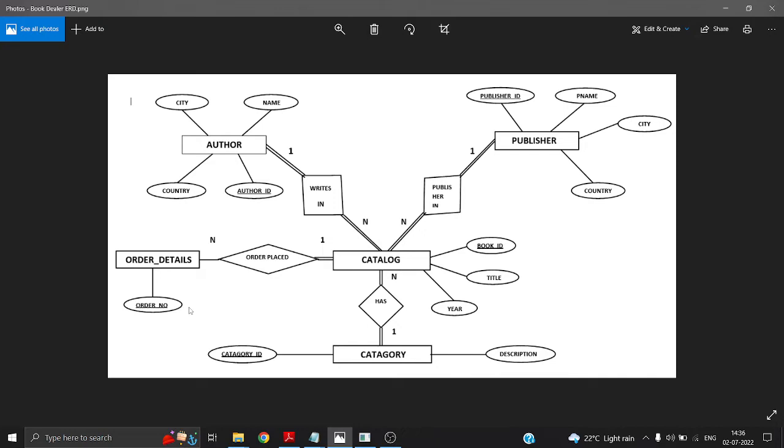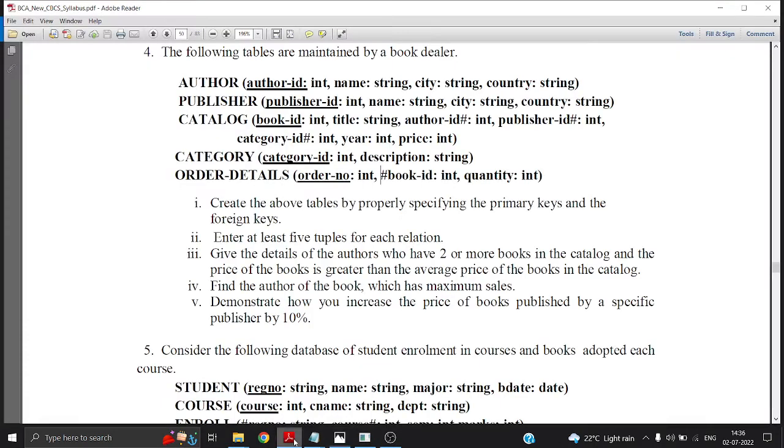So now when we look at the table, catalog is having book ID, book title, whereas author ID, publisher ID and category ID, these are the foreign keys. That means this catalog table is referring to the author ID or related with the author table. Catalog table is related with the publisher table. Catalog table is related with the category table, because here we are having three foreign keys in this particular table. That indicates it is giving some new information.